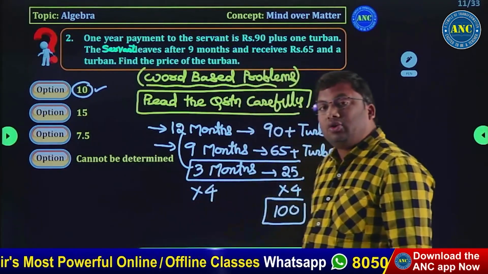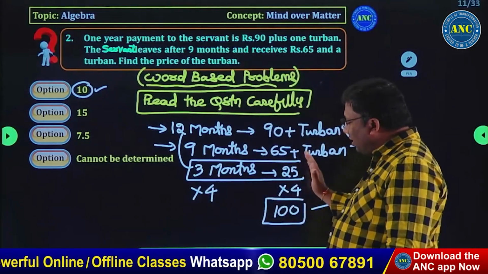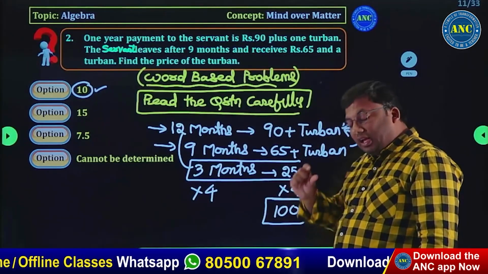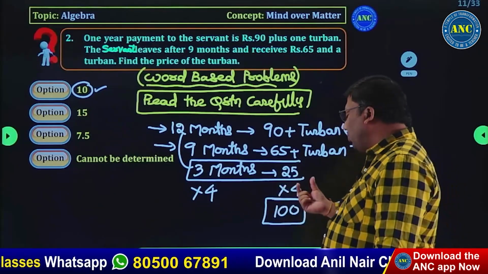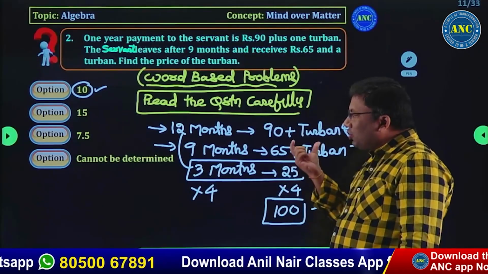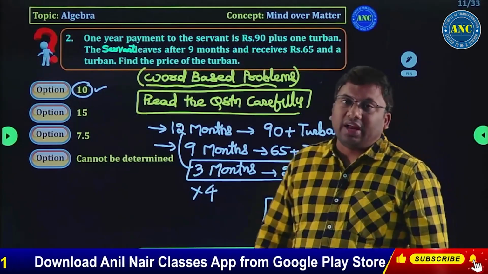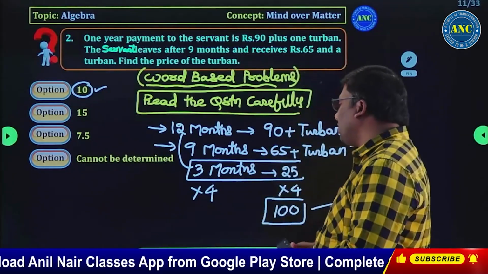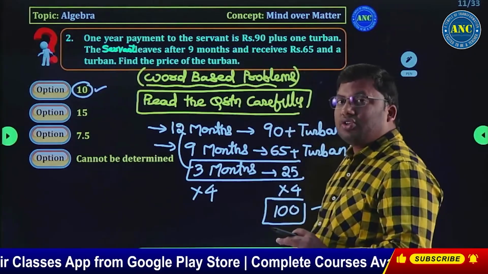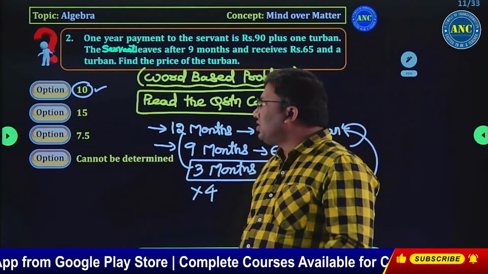If it is for 12 months, 3 fours are 12, 25 fours are 100. If he works for 12 months, he would have got 100 rupees. 100 rupees is equated with 90 plus a turban. Turban cost is 10 rupees. Easy question. Second question, word-based problems.